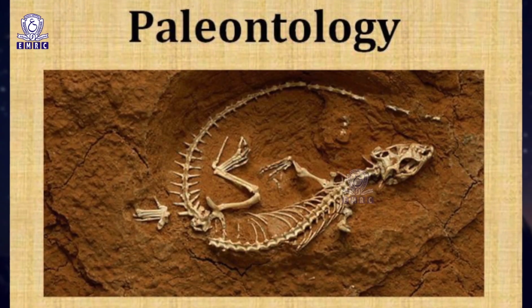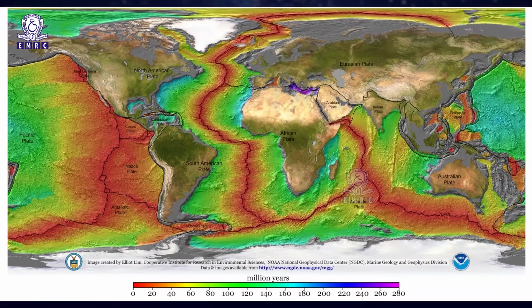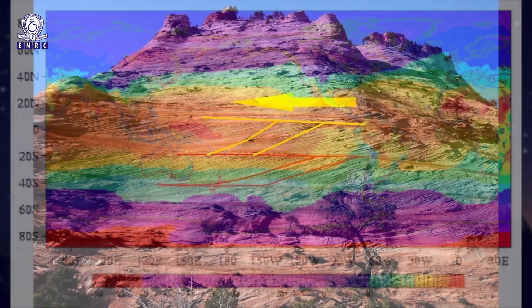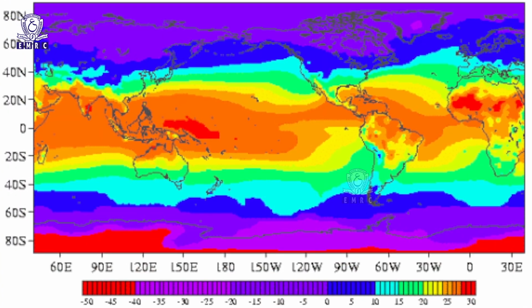The displacement hypothesis of continents, or the drifting of the continents, was based on the findings of various scientific disciplines like paleontology, geophysics, geology, paleoclimatology, etc.